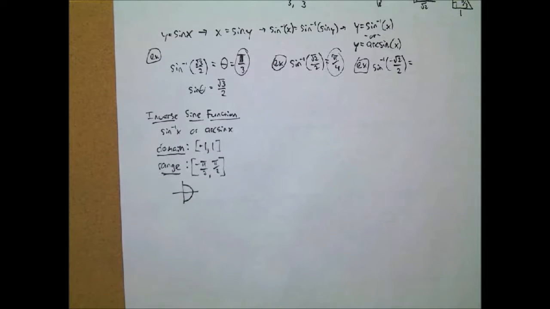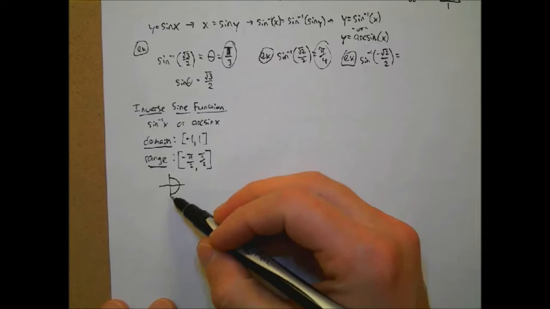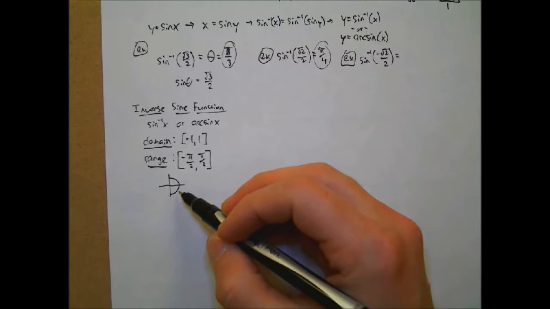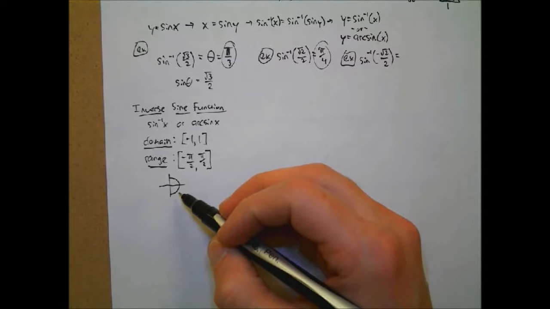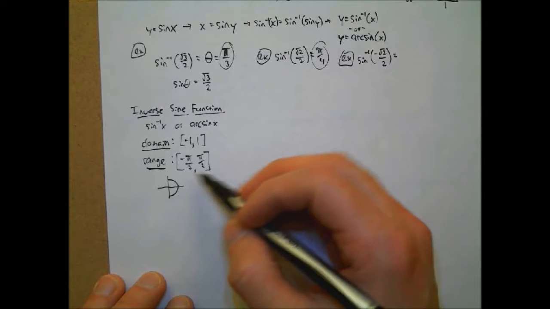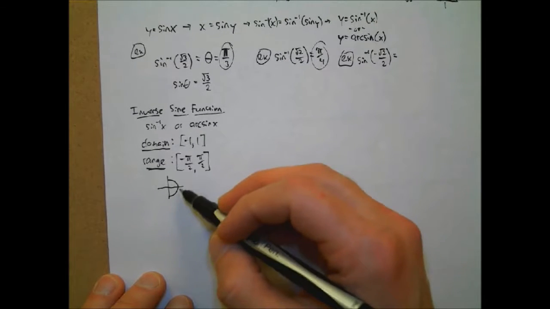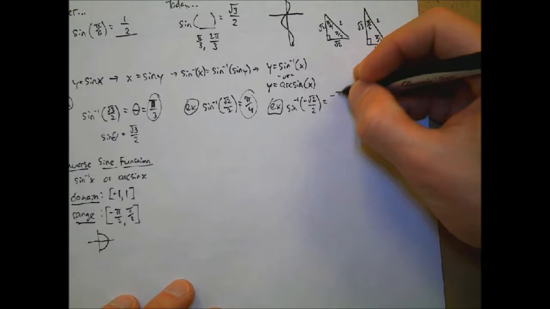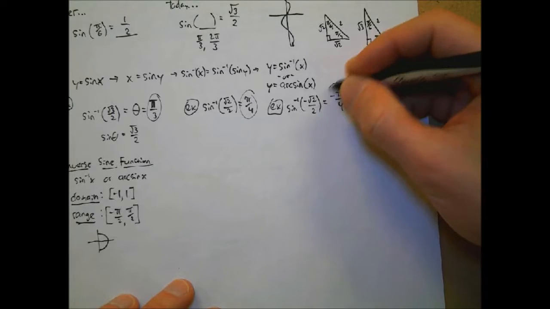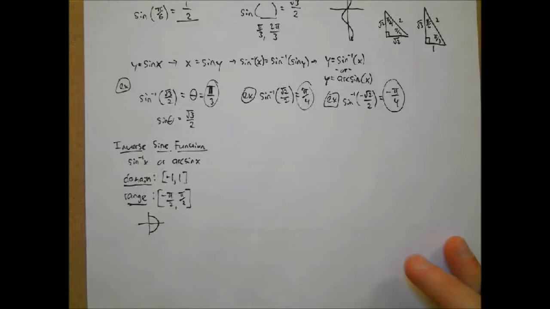So the pi over 4 angle here in quadrant 4, you could say it's 7 pi over 4, but 7 pi over 4 again is not in here. We're going to have to just do negative pi over 4, okay? Negative pi over 4 is in that range there, so negative pi over 4 is our answer there.